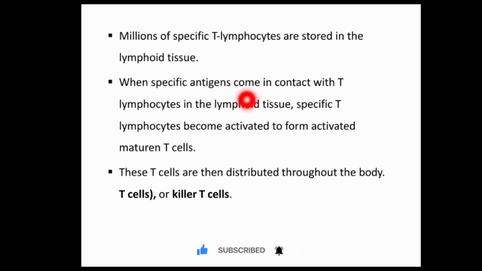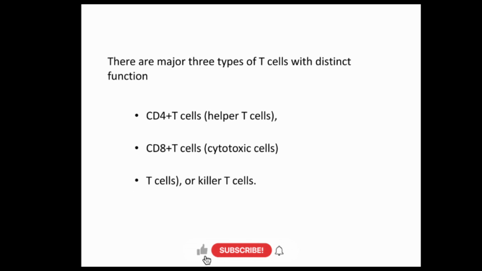When a specific antigen comes in contact with T lymphocytes in the lymphatic tissue, the specific T lymphocytes become activated and form mature T cells. The T cells are then distributed throughout the body. They include killer T cells, CD4 cells and CD8 cells. The major three types of T cells are CD4 T cells, that is helper cells, and CD8 plus T cells, that are called cytotoxic cells, and killer T cells.